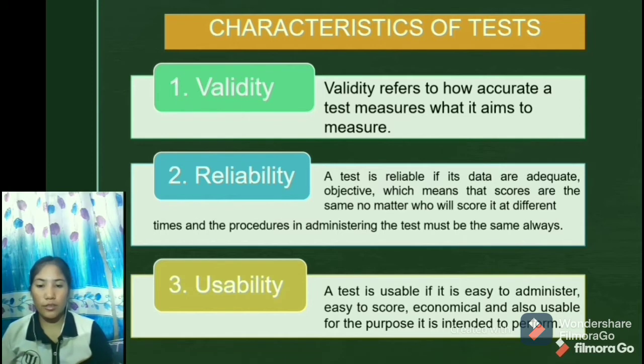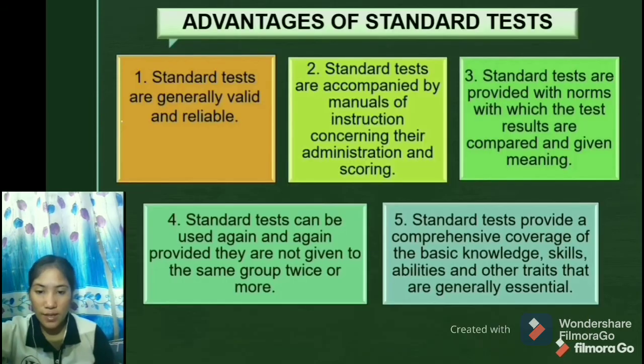So the third one is usability. A test is usable if it is easy to administer, easy to score, economical, and usable for the purpose it is intended to perform. Also, usability is a quality attribute that assesses how easy user interfaces are to use. The word usability also refers to methods for improving ease of use during the design process.